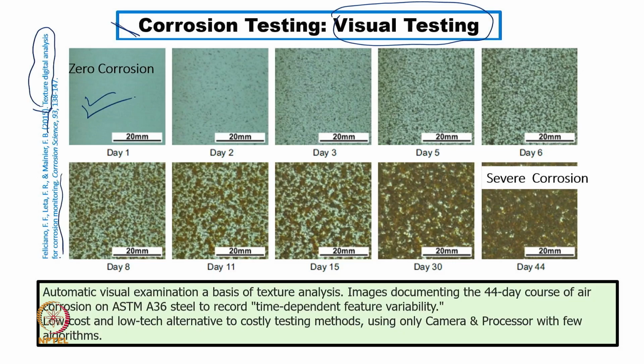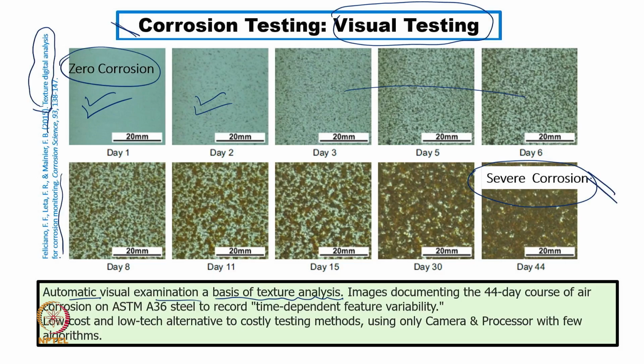At zero there was no corrosion; after day 2 they found some sort of corrosion, and as you can see here, more and more corrosion is happening, and then finally this is severe corrosion, they have concluded. So, this is basically automated visual examination, and they base everything on texture analysis. Based on the top surface texture, we can really predict what is happening with the corrosion, what is happening with the material, and what level of corrosion. Is it mild corrosion, medium corrosion, or severe corrosion? That is why they say zero corrosion, severe corrosion.